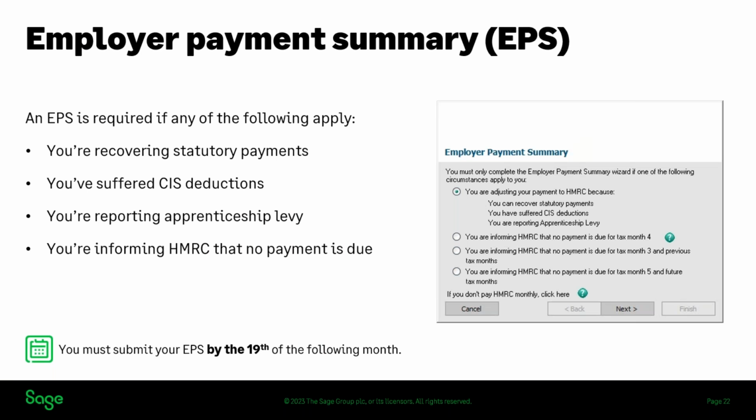A recap of the reasons when an EPS would be required. So recovering statutory pay is the main one. Suffered CIS deductions, reporting apprenticeship levy, or if no one has worked in the tax month, and you need to inform HMRC that no payment is due. So that's the other reason to send an EPS. And as long as you've made your payment to HMRC, that's month end complete. And that also brings us to the end of the webinar.